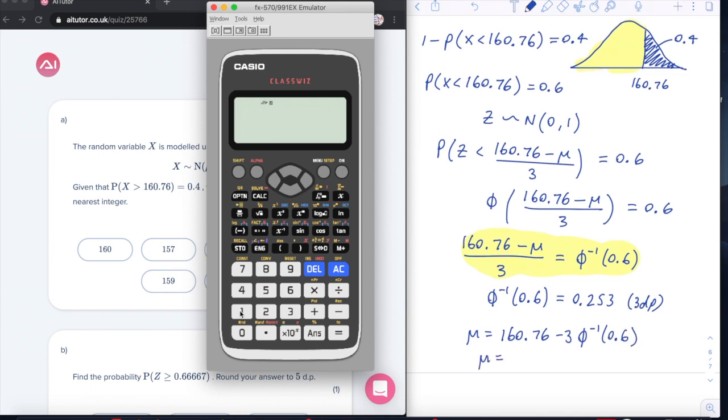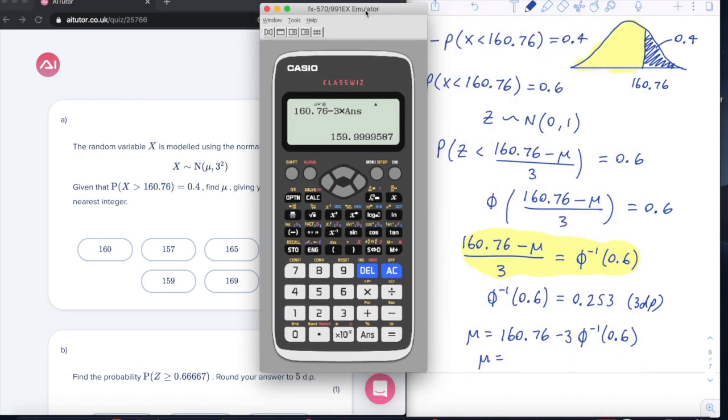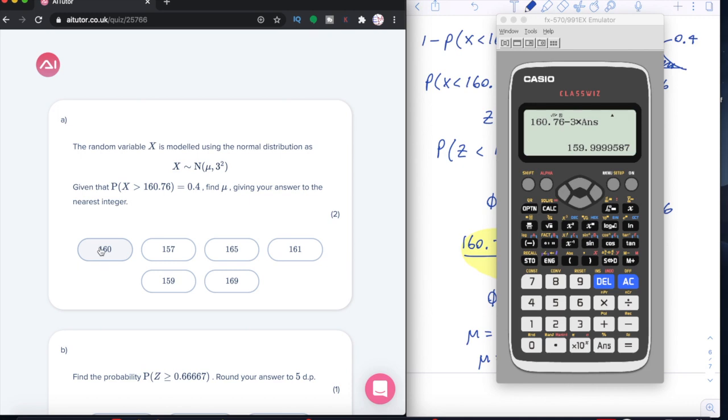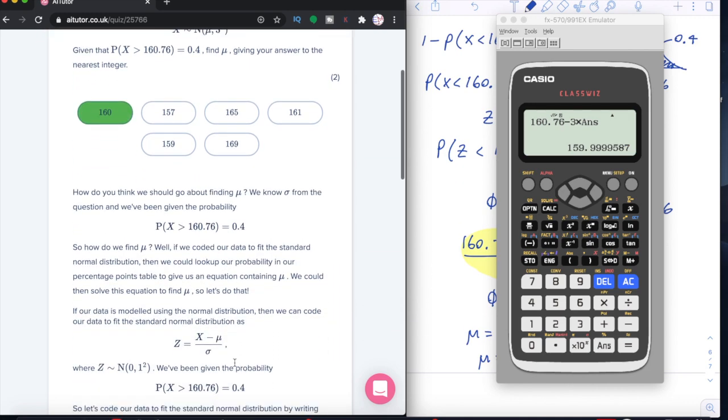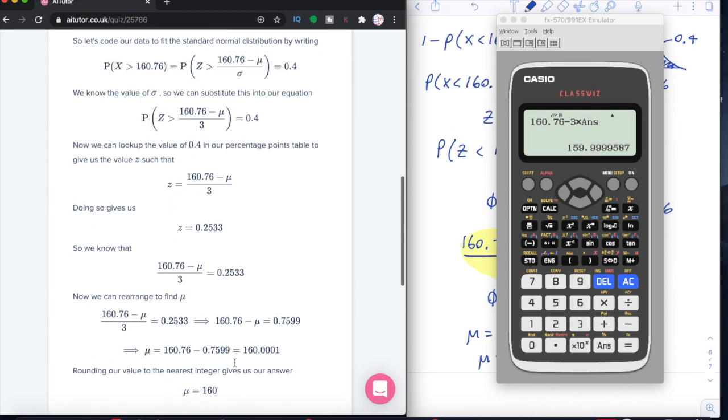Okay, so that's going to be 160.76 minus 3, and then I'm just going to multiply this by our answer that we previously had, select equals, and you can see I get 159.9999587. We want to give our answer to the nearest integer, so in that case mu is going to equal 160. 160 is one of our answers. As you see, that is correct, and it gives us a step-by-step solution of how to solve that question.